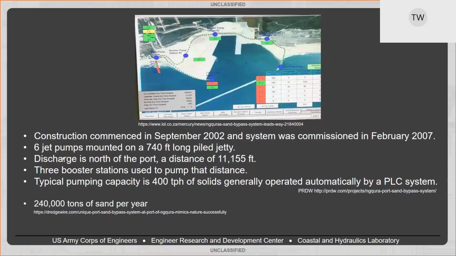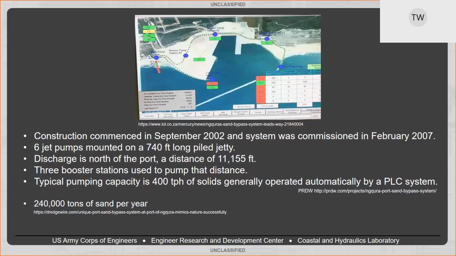It's got 6 jet pumps mounted on a 740-foot long jetty, and they're pumping a distance of about 11,155 feet. And they need to use 3 booster pumps to get it that distance. And typical pumping capacity is about 400 tons per hour. It's monitored and controlled by a PLC system, and they pass about 240,000 tons of sand per year.